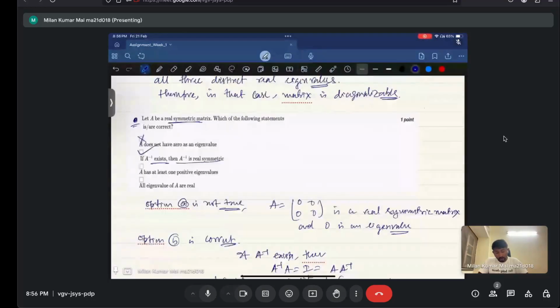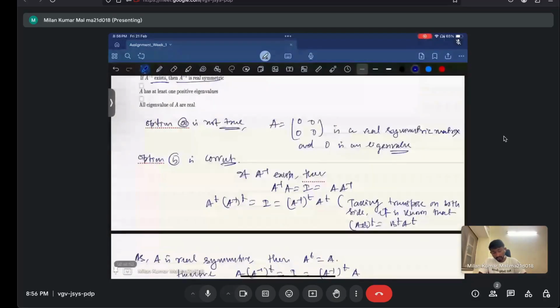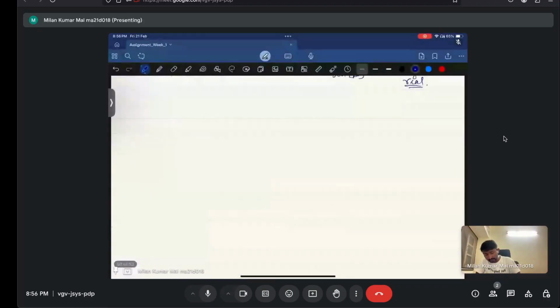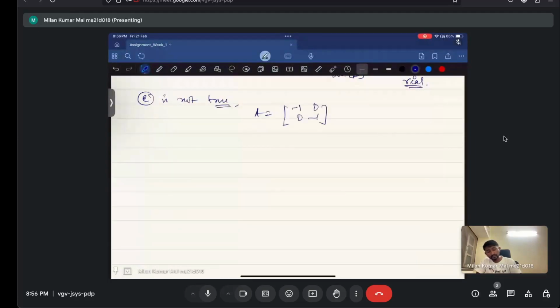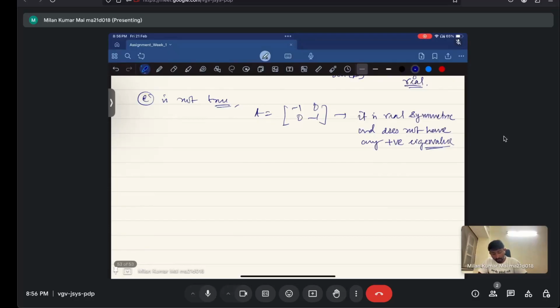A has at least one positive eigenvalue. That is not necessarily true. Option C is not necessarily true. Let's take A equal to -1 0 0 -1. It is real symmetric and does not have any positive eigenvalue. So at least one positive eigenvalue, that is false.